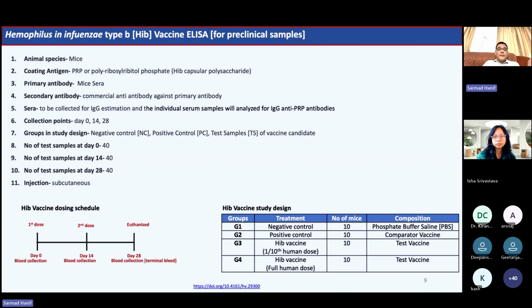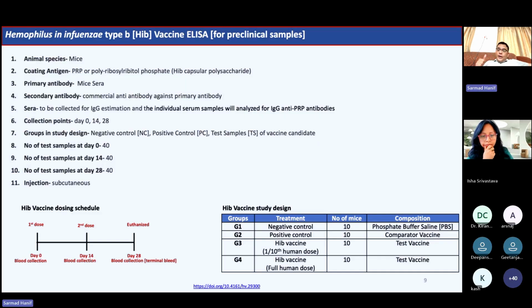So you give the first dose at day 0 in the mice, and before giving the dose, you collect the blood at day 0. If you are collecting the blood before the first dose, it can be very conveniently assumed that it will not be having any immune response, because you are just giving the antigen to that animal. Okay, first dose. Second dose is at day 14.